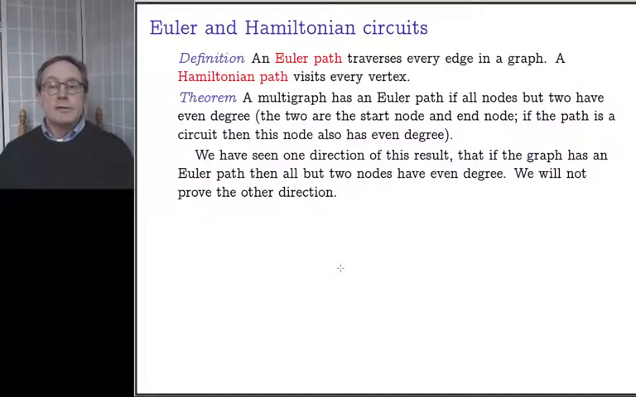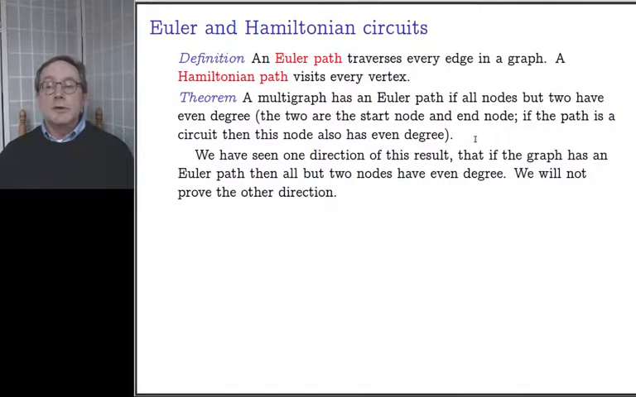We referred to these actually in the previous video too. Two particular kinds of path. An Euler path traverses every edge in a graph. A Hamiltonian path visits every vertex. And the theorem that we talked about in the last video is that a multigraph has an Euler path if all the nodes but two have even degree. And if there are two that don't have even degree, then one of them will be the start node and one of them will be the end node for the Euler path. If the path is a circuit, then every node has to have even degree because the start is the end by definition of circuit.